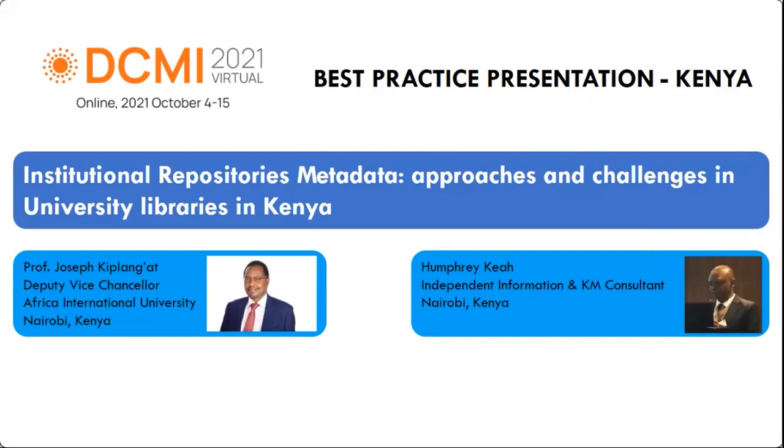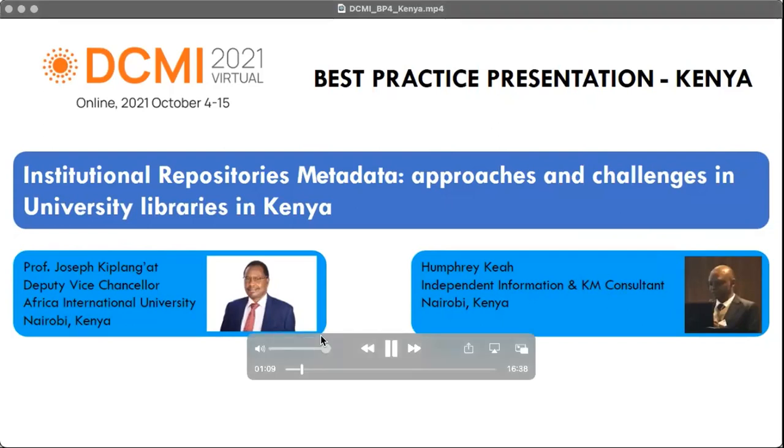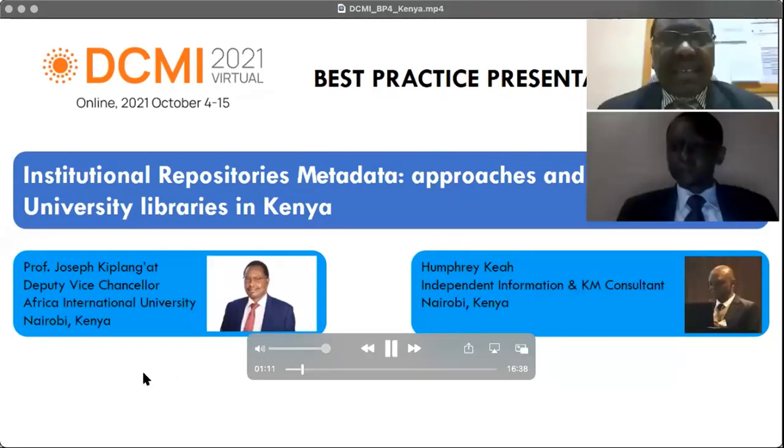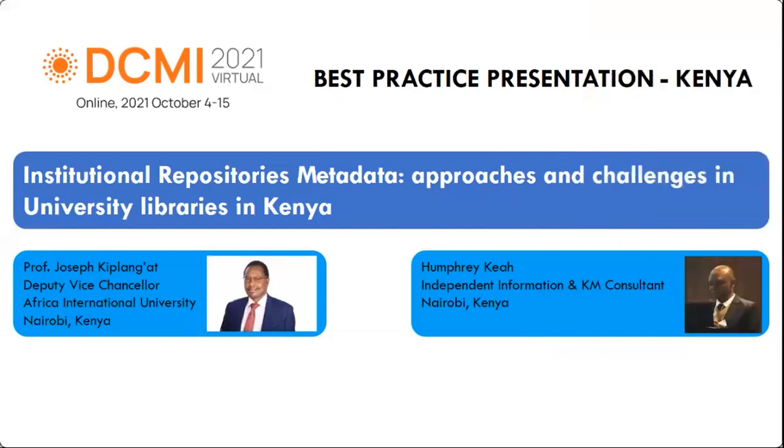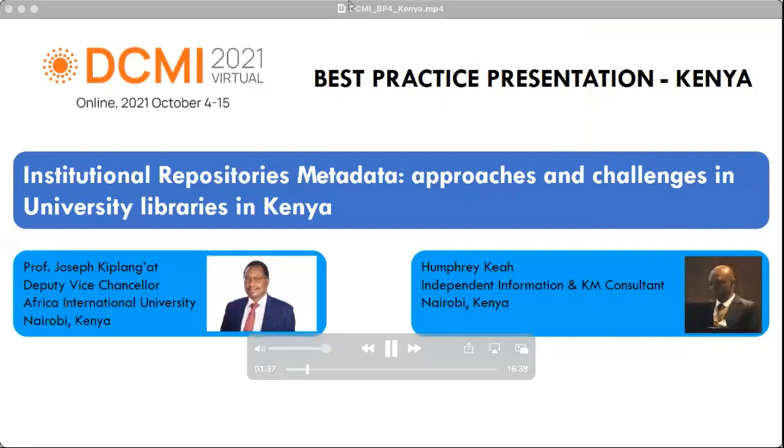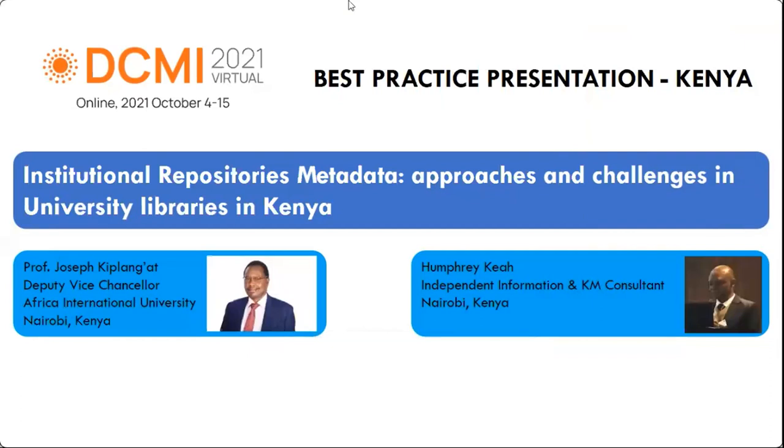There are several universities in Kenya, currently about 79, both public and private, and a lot of efforts have been done in harnessing the local content through development of institutional repositories. This has enhanced access to information resources in terms of thesis, dissertations, grey literature, scientific reports, books, and journals.